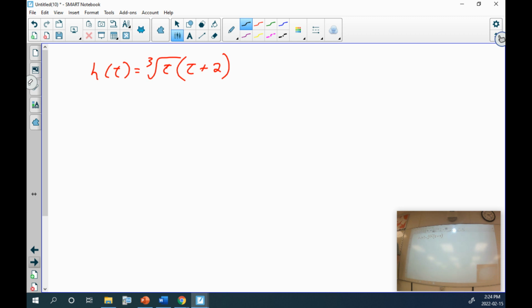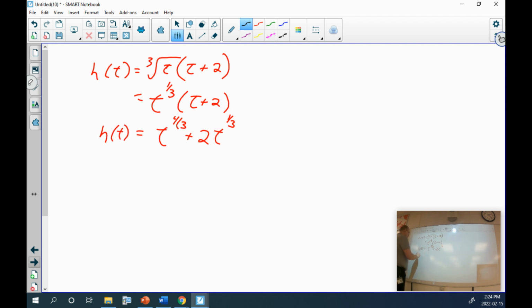Molly? And then what do you want to do? So t to the power of 1/3 is equal to t plus 2. Now, we have not talked about how to do something multiplied by something. So I'm going to expand: t to the power of 4/3 plus 2 t to the power of 1/3. That gives me h of t, my derivative with respect to t.